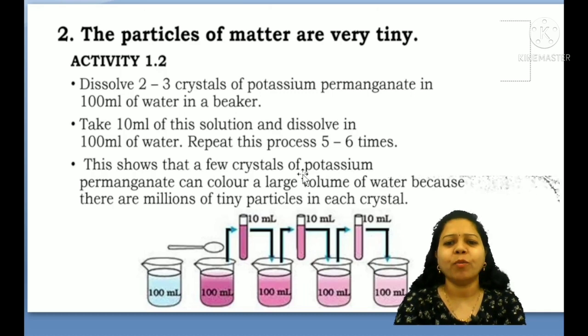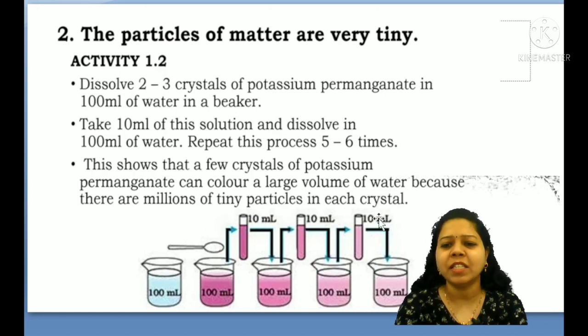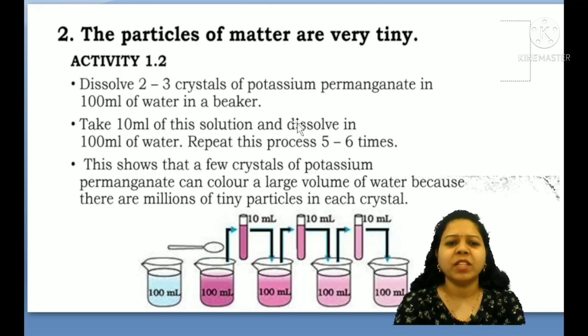This shows that a few crystals of potassium permanganate can color a large volume of water, because there are millions of tiny particles in each crystal. By doing this activity, we understand that the particles of matter are very tiny.